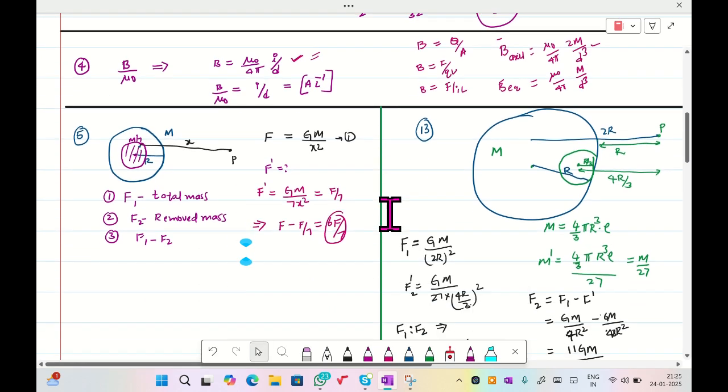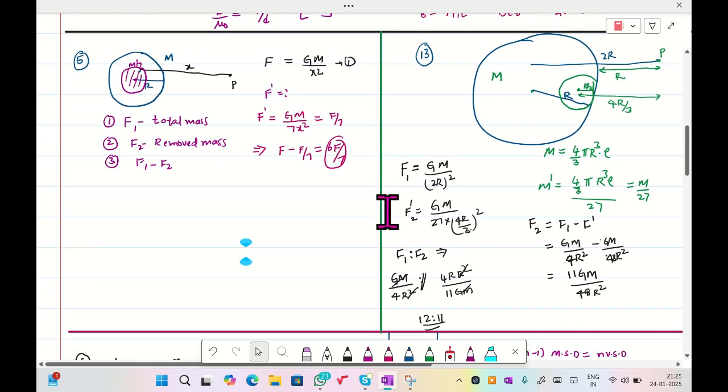Now coming to the 5th one and the 13th one, same model, but the way of asking the question is different. So I'll try to explain these two questions in sequence. In this 5th question, there is a sphere of mass M and radius r, and at distance x there is a point mass P. Due to this mass and radius r, the force at the point is F1. And now they removed m by 7 mass. The radius is not given; directly the mass removed is given. So m by 7 mass is removed, with a concentric center.